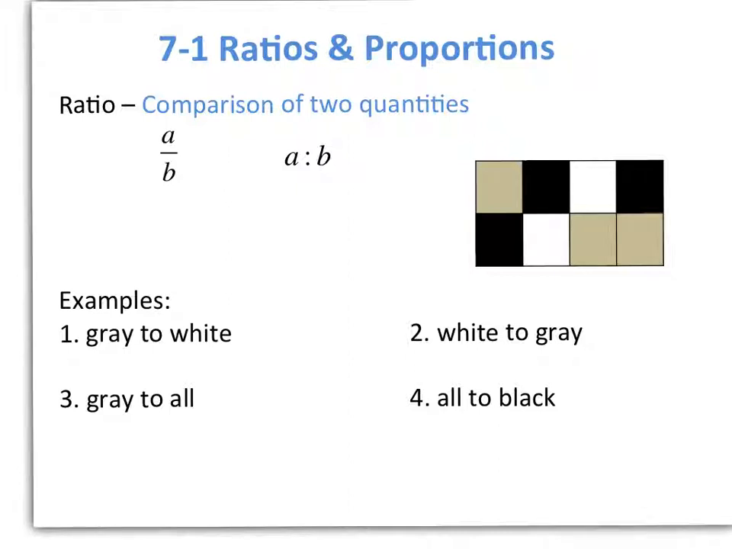So we want to write the ratio for each of these. Number 1 is gray to white. So there are 3 gray and 2 white. So we can write that as a fraction, or we can write it with a colon, 3 to 2. Number 2, white to gray. So we can write that there's 2 white to 3 gray, or we can write it as a colon, 2 to 3.